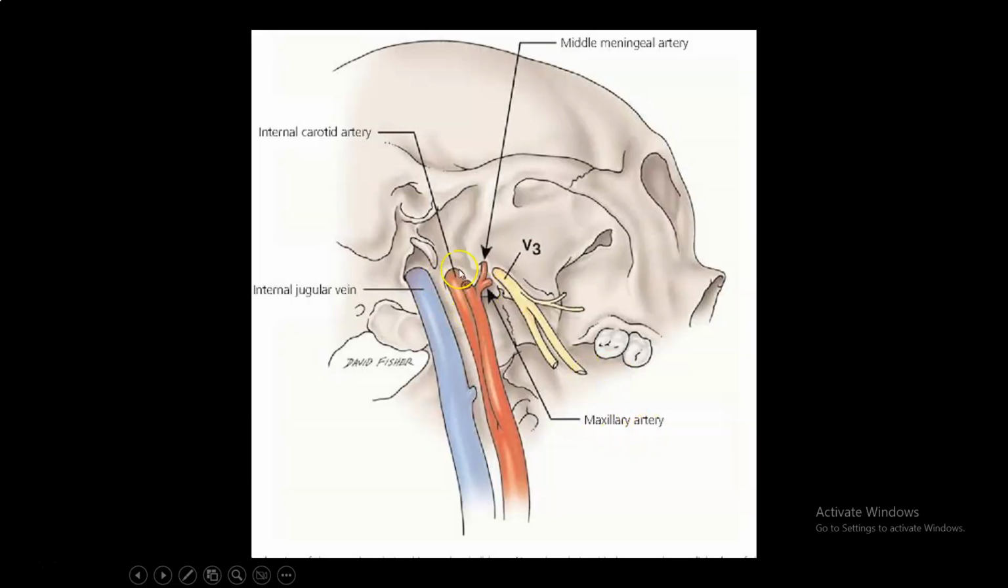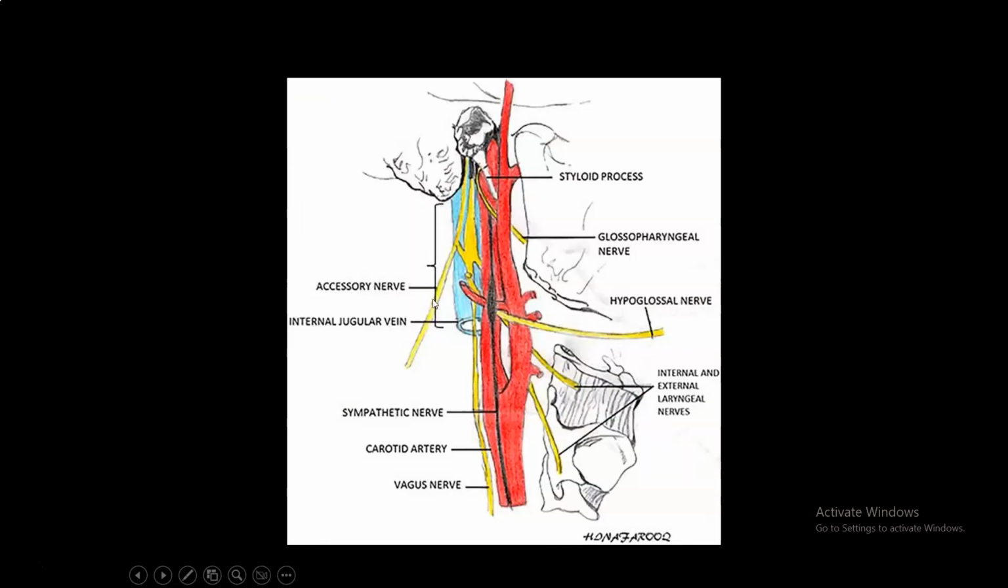And this is to show you the arteries. You know, if you remember, the internal carotid artery passes upwards in the carotid canal in the petrous bone, and the internal jugular vein passes in the jugular foramen posterior to it at the skull base. On their way, they are present in the infratemporal fossa, medial to the neck of the mandible.